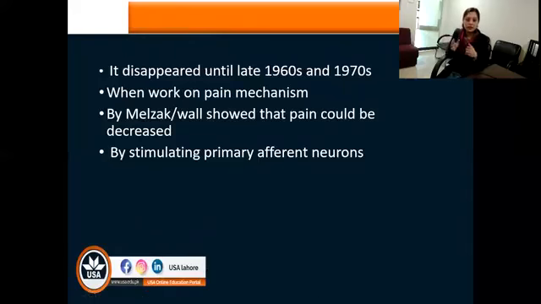But this whole work disappeared until the late 1960s and 1970s, when the work on the pain mechanism got dominated by Melzack and Wall. By the pain gate theory, they showed that pain could be decreased by stimulating the primary afferent neurons, and the whole concentration diverted towards this pain gate mechanism, that is, how we can modulate or stimulate or how we can reduce the pain.